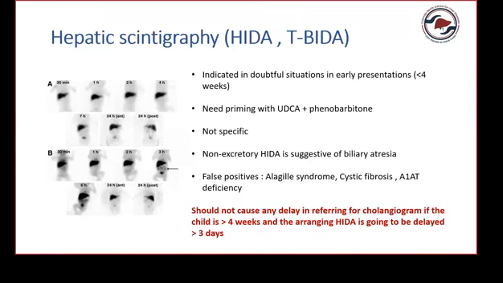It will need priming with ursodeoxycholic acid and phenobarbital to get the maximum effect. It's not specific for biliary atresia. You could have false positives like Alagille syndrome, cystic fibrosis, alpha-1 antitrypsin deficiency. You might get a non-excretory scan. And importantly, a non-excretory scan will be suggestive of biliary atresia, and an excretory scan would exclude biliary atresia.